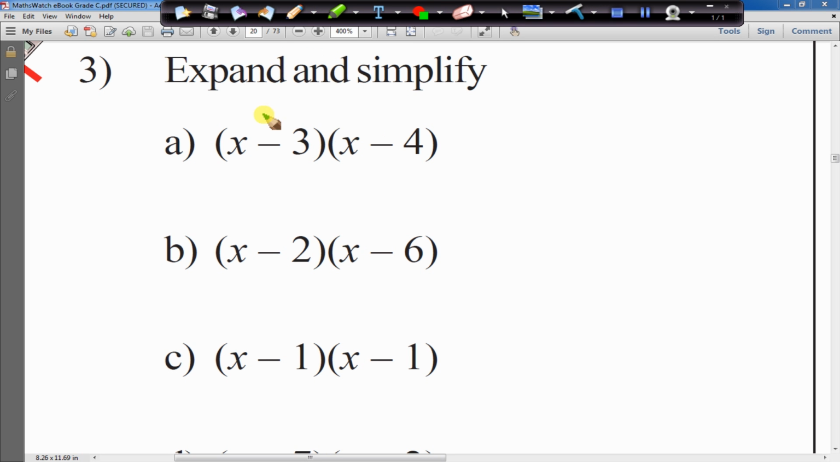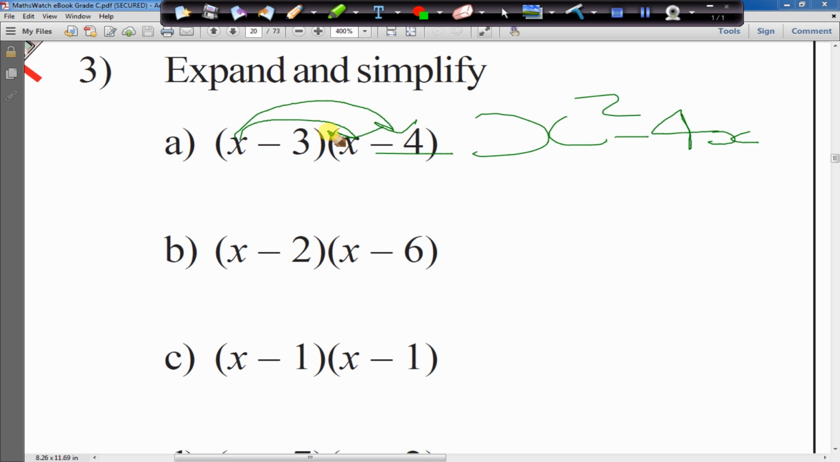Bismillah. Right. So x times x is x squared. Okay, x times minus 4. Don't forget the minus 4. x times minus 4 is minus 4x.